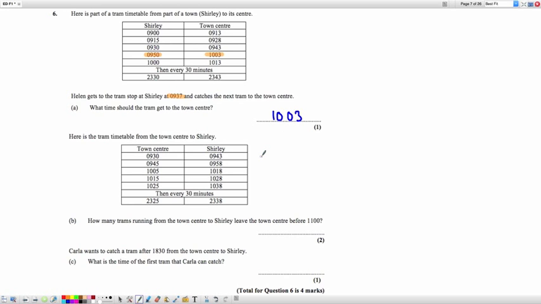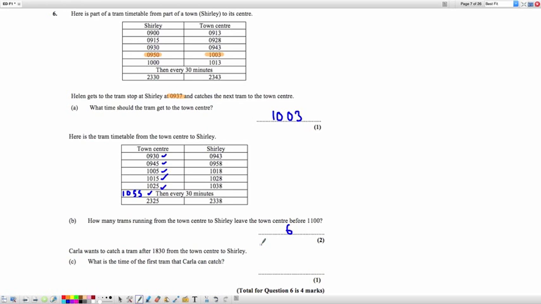Here is the tram timetable, again from the town centre to Shirley. So this is backwards in the opposite direction. We're asked how many trams running from the town centre to Shirley leave the town centre before 11. So we're looking here at the town centre before 11. So 1, 2, 3, 4, 5, then every 30 minutes. So after that, the next tram will be at 10:55. After that, it goes past 11. So there are 6 trams that leave before 11.